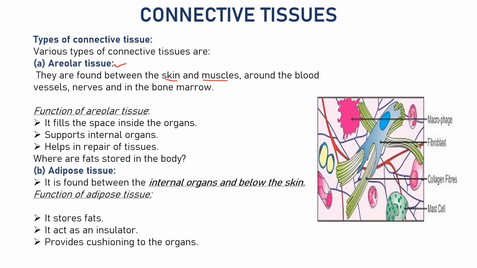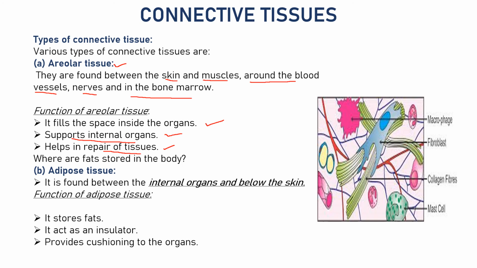They are also present along the blood vessels, around the blood vessels, nerves, and in the bone marrow, right? Now, what is the function of areolar tissue? It fills the space inside the organ. Because they are present in the bone marrow, you can make out that it fills the space inside the organ, supports internal organs, and helps in repair of tissue. Very important. They help in the repair of tissue. Internal organs are supported by areolar tissues, right?